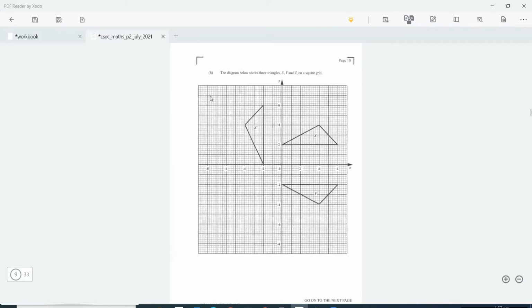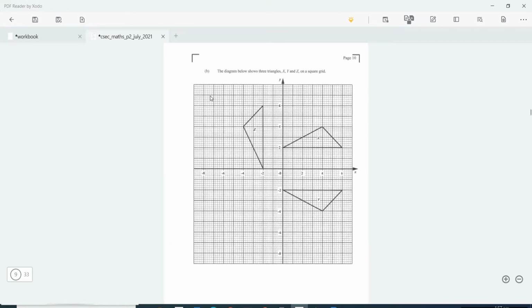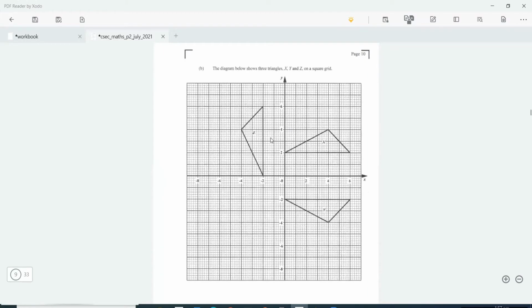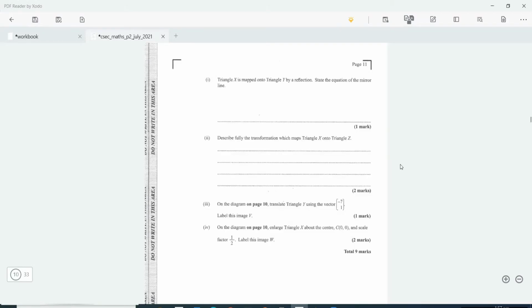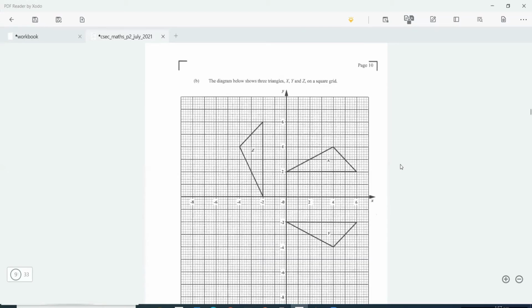All right. Now part B, it gives us the diagram and it shows 3 triangles X, Y, and Z on a square grid. So this is a grid right here and it shows 3 triangles. This is triangle X, this is triangle Y, this is triangle Z. Let's hear what they want us to do first. Triangle X is mapped to triangle Y by a reflection. State the equation of the mirror line.